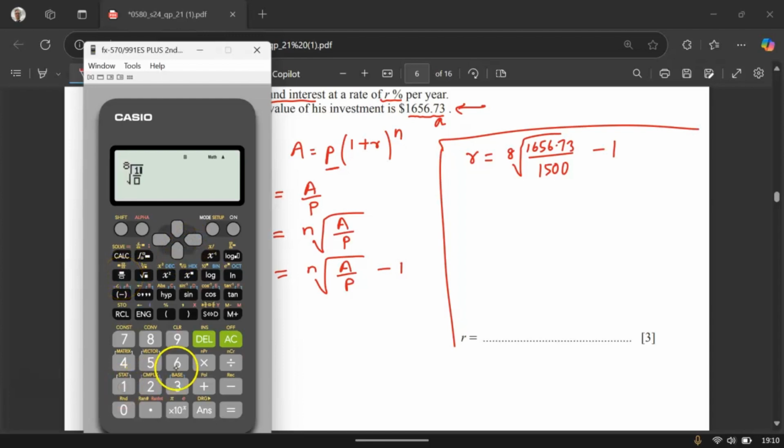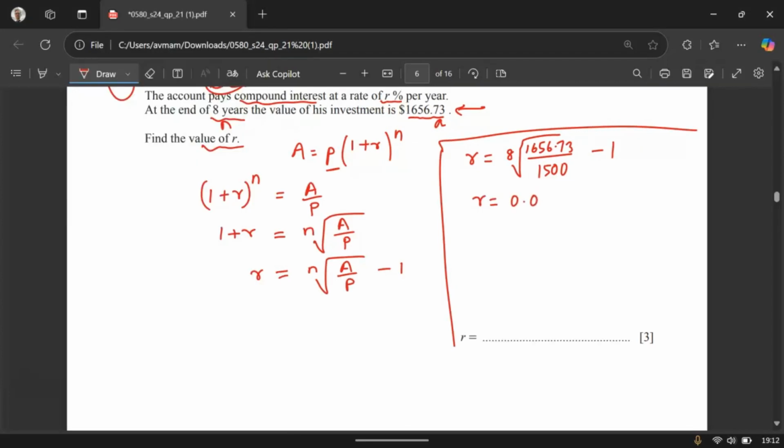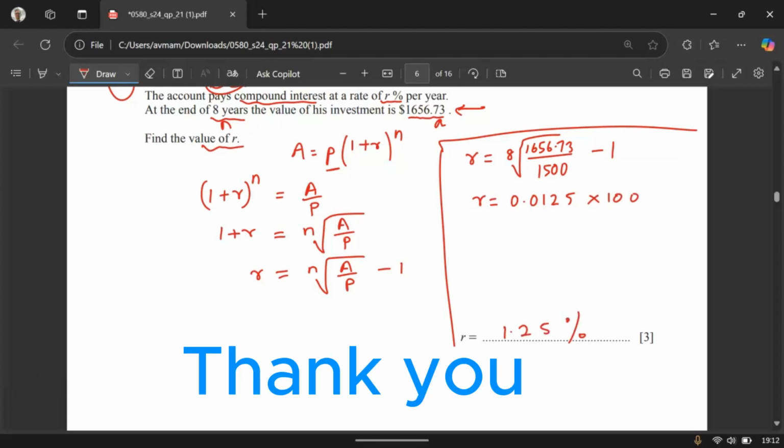8th root of 1656.73 over 1500, and then don't forget to come out of the root sign and minus 1, and that gives us 0.0125. Now this value is the decimal value. We need to change this to percentage, times by 100, and that becomes 1.25%, which is the interest rate.